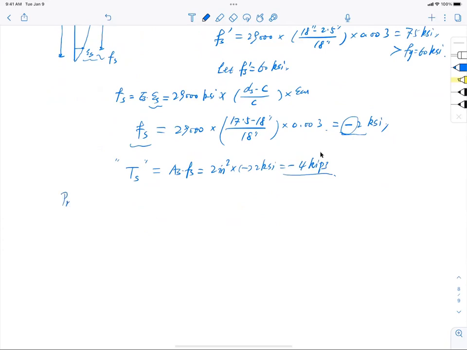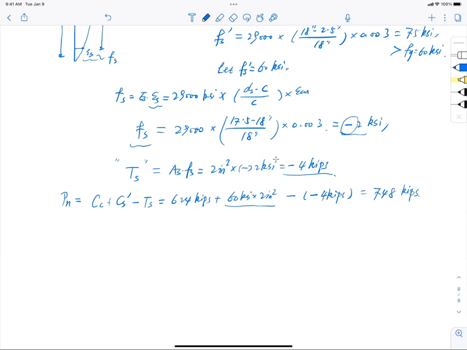Well, we reflect that through Pn equal to Cc plus Cs prime minus Ts. So 624 kips of Cc plus 60 KSI multiplied by 2 inch squared. That's the total compression force I have from steel, minus another minus, because there's a sign in front of it. So minus minus is plus. And now I have the total compression force of 748 kips. All right. So this just shows you that the tensile reinforcement does not always bear tension. Sometimes it bears compression as well in the column.